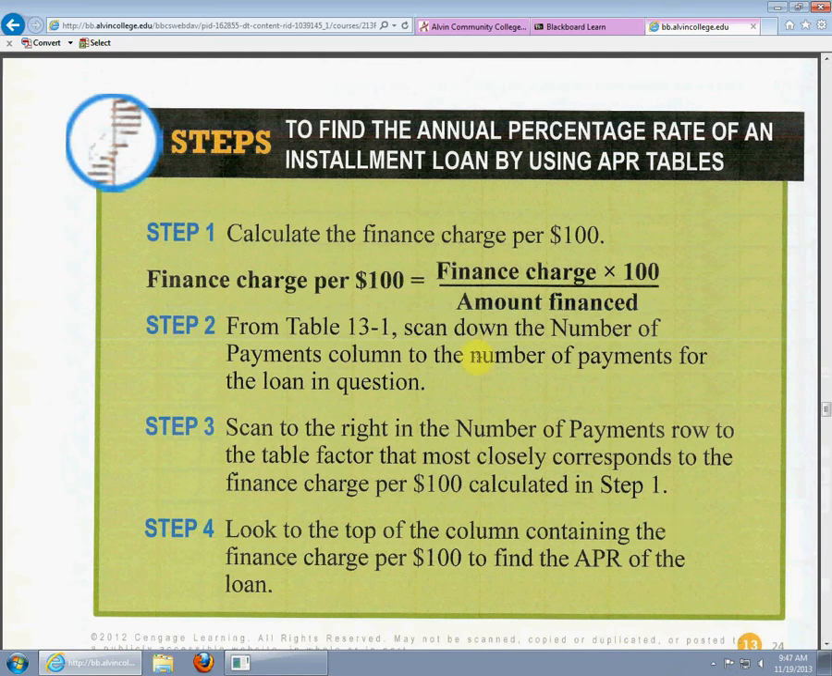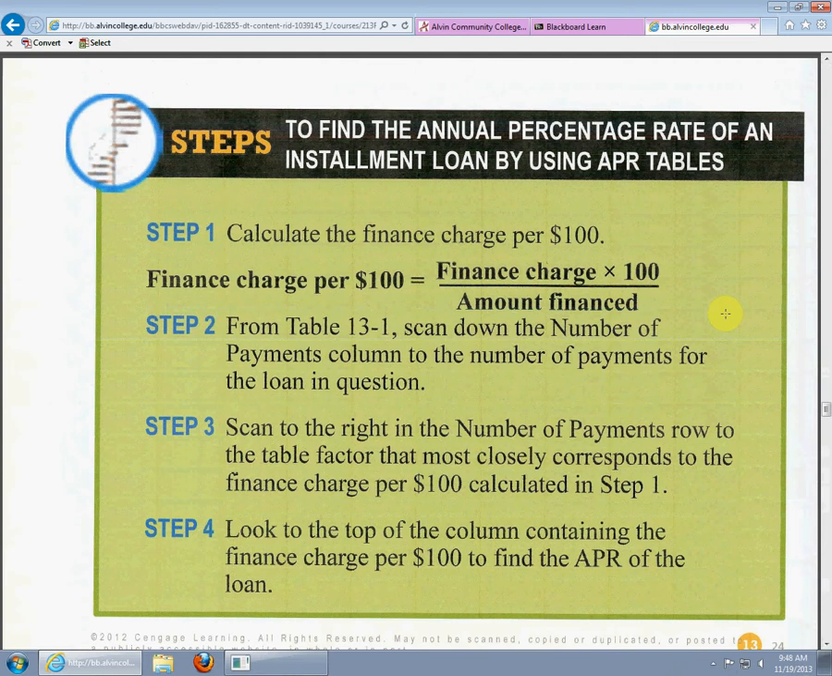And these steps are at the top of probably page 432. There's your steps, and before it are two sets of tables. Second step is that you're going to use table 13.1, which is on page 429. Scan down the number of payments column to the number of payments for the loan. And then step 3, you scan to the right in the number of payments row to the table factor that most closely corresponds to the finance charge per 100.